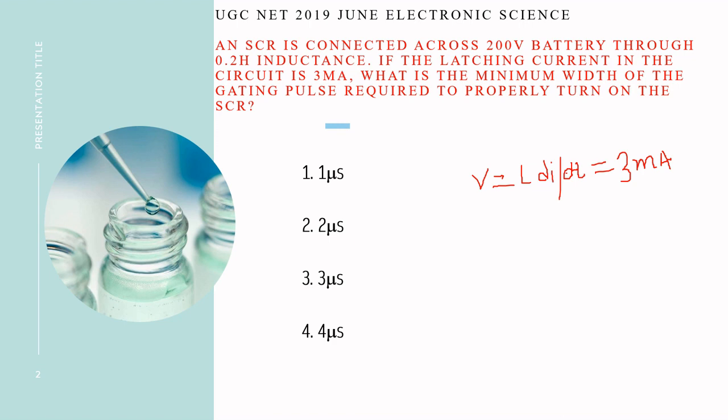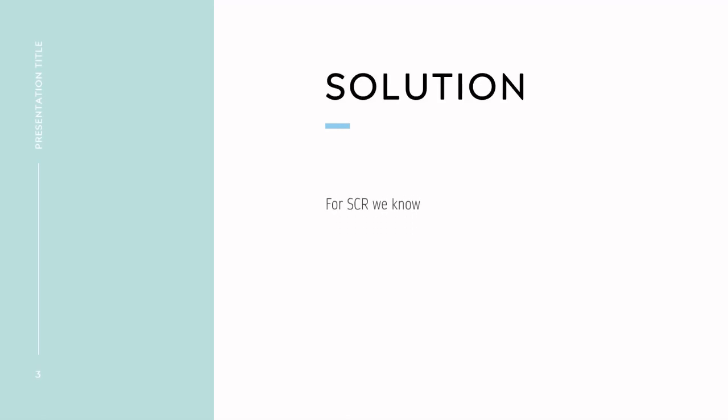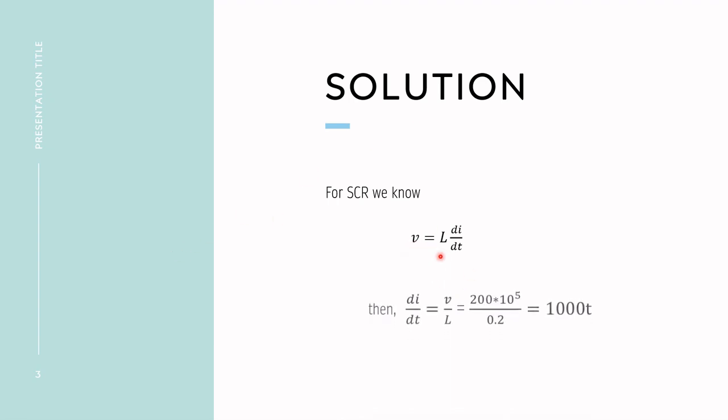How do we solve this problem? Here is the solution. First of all, for SCR we know V equal to L di dt. V value is given here, L value is also given in the question paper. So from here we get the di dt value. di dt equal to V by L. V is 200 volt into 10 to the power 5 divided by 0.2 Henry.